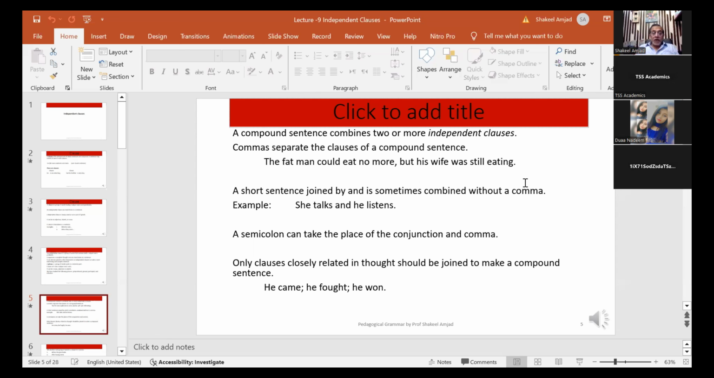A short sentence joined by and is sometimes combined without a comma. She talks and he listens. You can understand whose situation or state is being told in this short sentence. She talks and he listens. अब तो समझ आ गई होगी कि शॉर्ट सेंटेंस जो है क्यों है और किनकी कैफियत बयान कर रहा है. A semicolon can take the place of the conjunction and comma. So you can say she talks semicolon and he listens full stop.